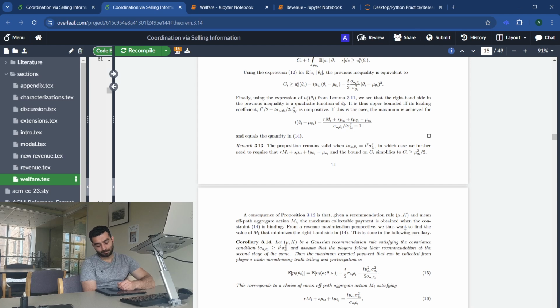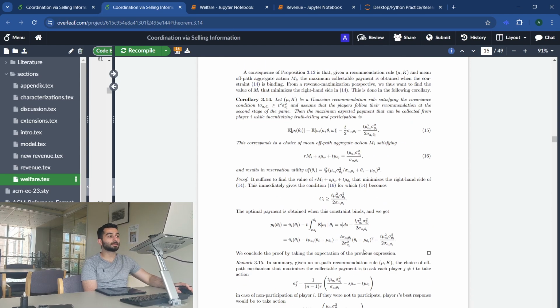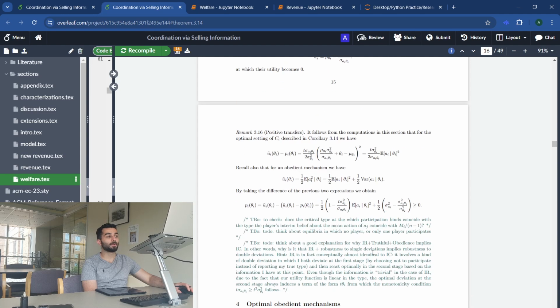Expected of pi theta I equals expected of ui minus t sigma ai theta I over 2 minus t mu ai squared sigma theta I squared over 2 sigma ai theta I, and expected of ui is in optimal welfare.